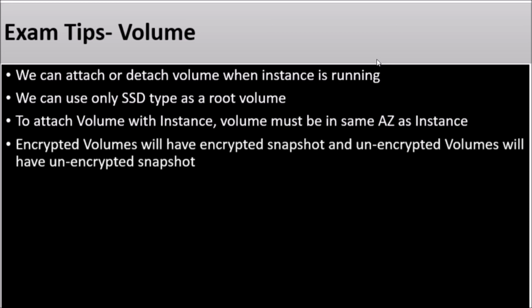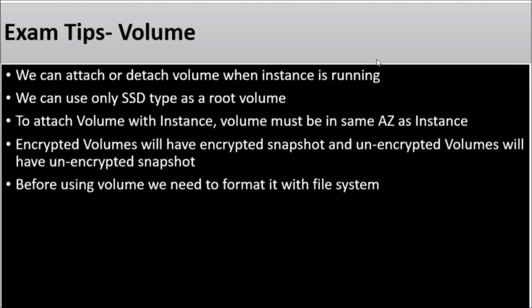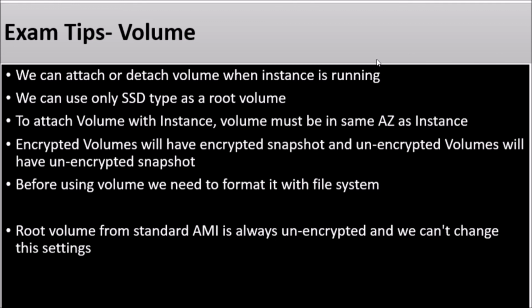This is obvious, guys. You want to keep your volume as close to your server as possible, and as availability zones are two distinct places, it's not good to keep your volume in one availability zone and your instance in another. Encrypted volumes will have encrypted snapshots, and unencrypted volumes will have unencrypted snapshots, which we cannot change. Before using a volume, we need to format it with a file system, and the root volume from a standard AMI is always unencrypted, and we cannot change this setting.